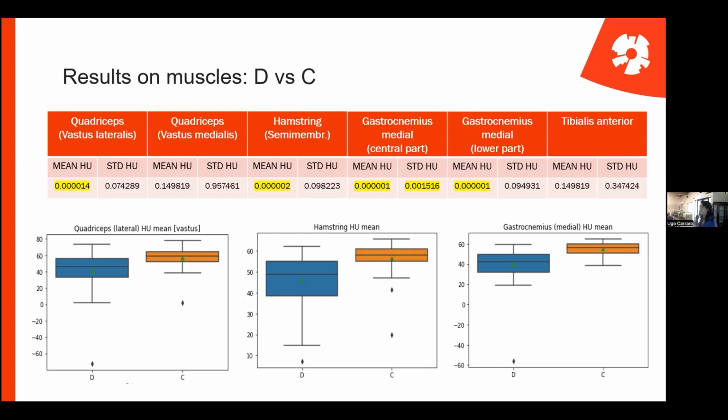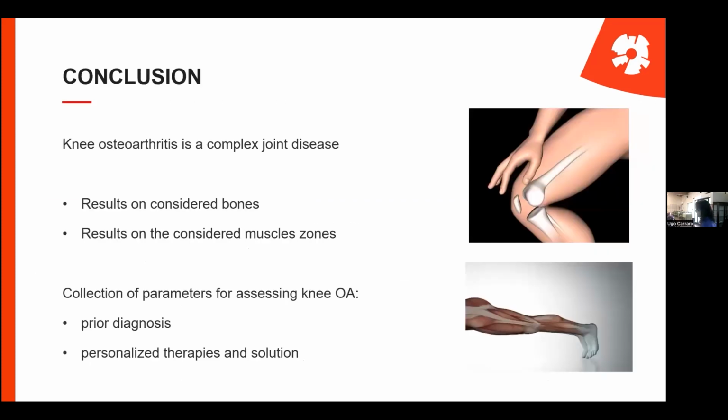And this is our aim, because we want to be able to see something that a doctor can't see. We want to go into more detail, because we know that knee osteoarthritis is a complex joint disease, and there is a need for an earlier diagnosis. To do this, we can use medical imaging techniques, machine learning, and statistical analysis.